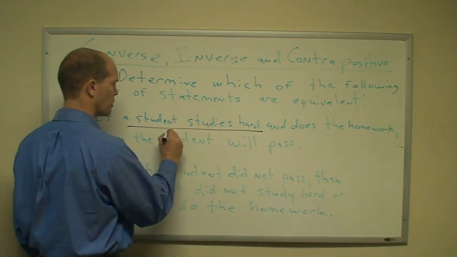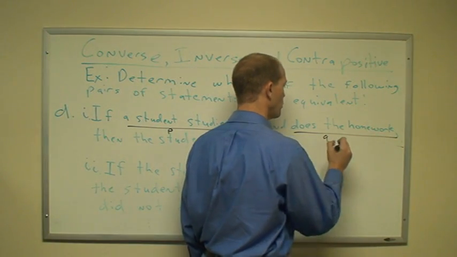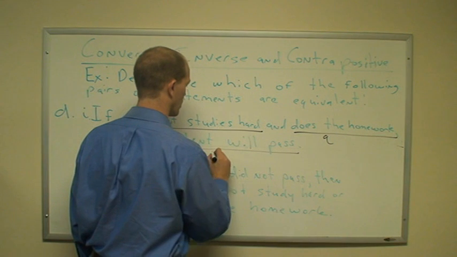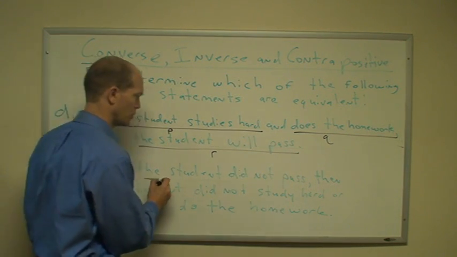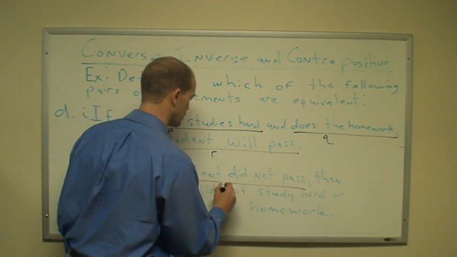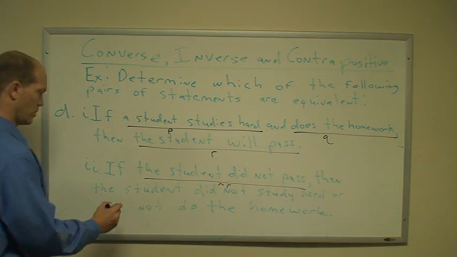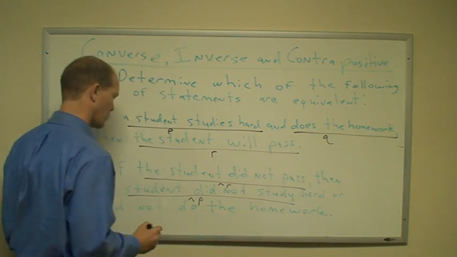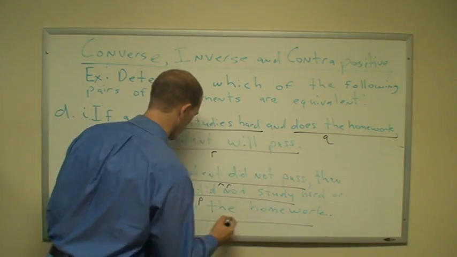The student studies hard, let's call that P. Student does the homework, let's call that Q. The student will pass, let's call that R. We do see there are 3 parts to this. The second statement, if the student did not pass, well, we just called the student will pass R, so this would be the negation of R. Then the student did not study hard, well, that would be the negation of P. And lastly, we see did not do the homework, that would be the negation of Q.